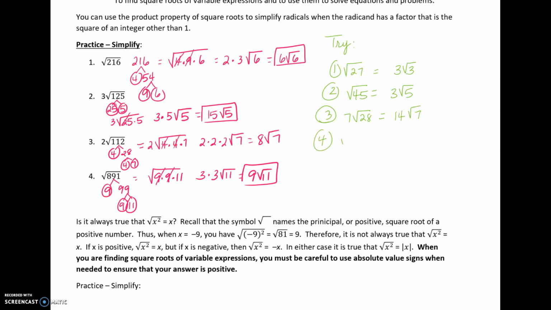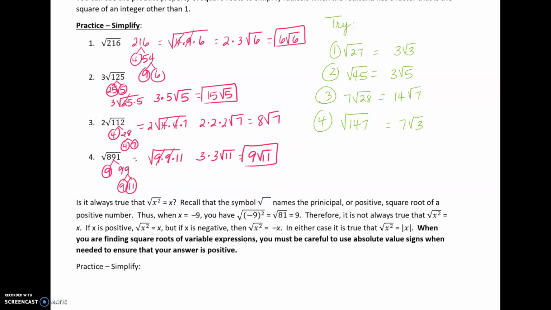Number 4, square root of 147. Your answer should be 7 square root of 3. Okay, so try all those and then feel free to reach back out to me if you have any questions on those. Okay, so let's go to the next part.